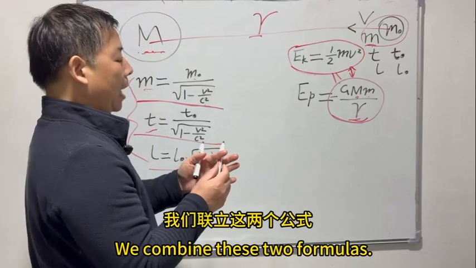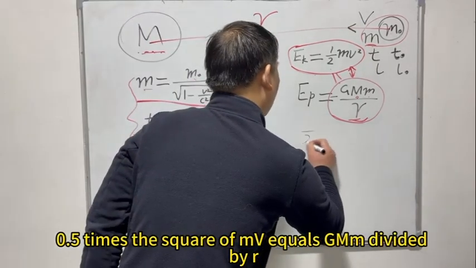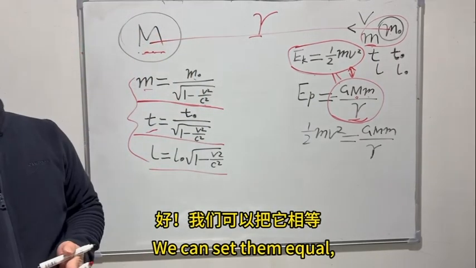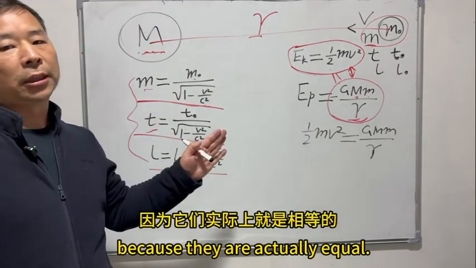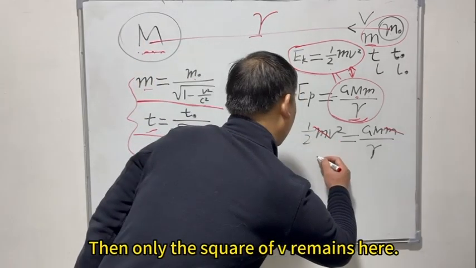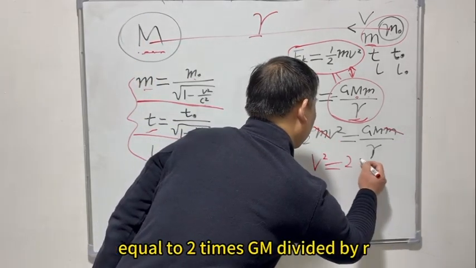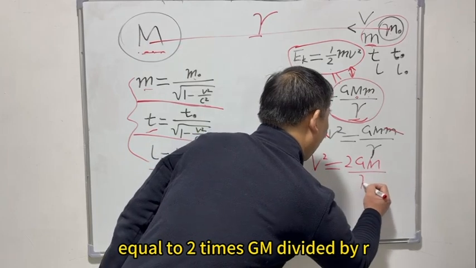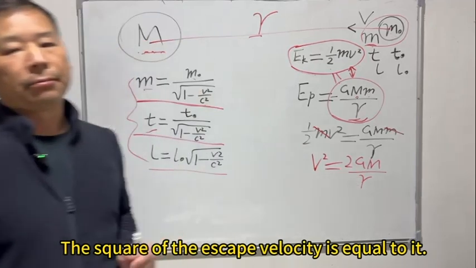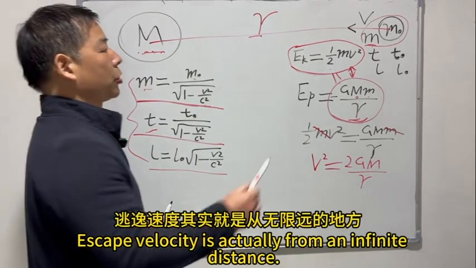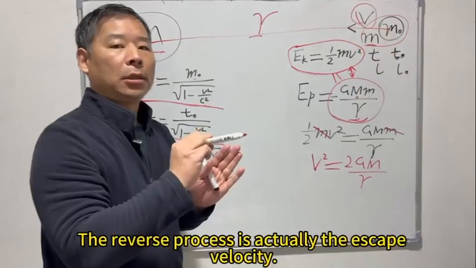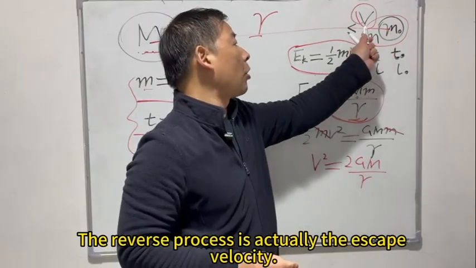We combine these two formulas: 0.5 times m v squared equals G M m divided by r. We can set them equal because they are actually equal. Then we can eliminate the lowercase m on both sides. Then only v squared remains, equal to 2GM divided by r. This is the escape velocity. The square of the escape velocity is equal to it. Escape velocity is actually the speed obtained from an infinite distance by this point, and the reverse process is the escape velocity.